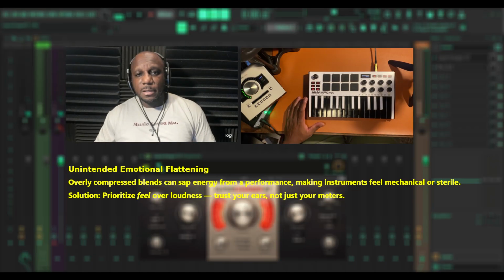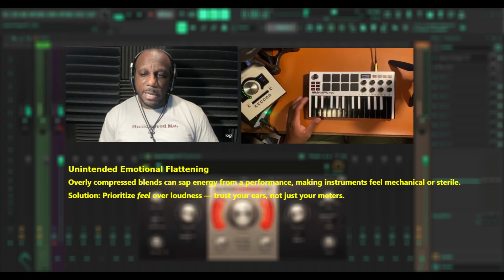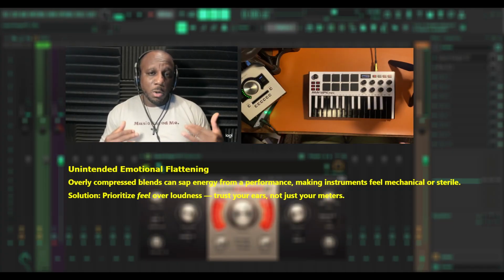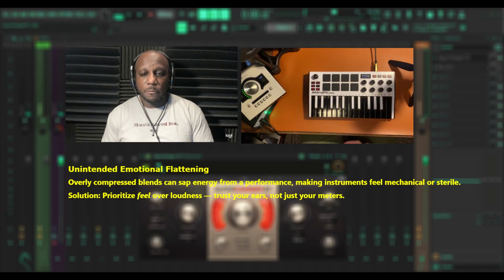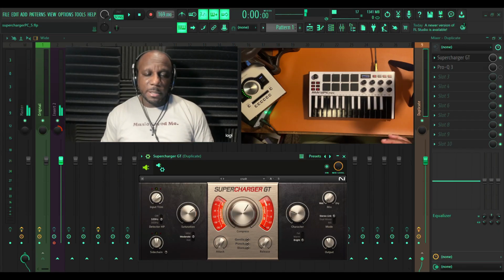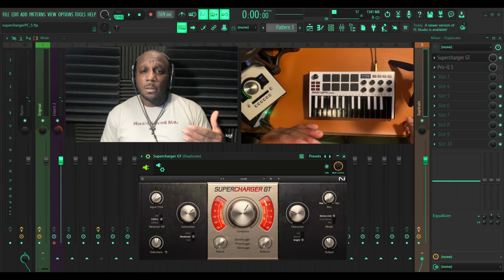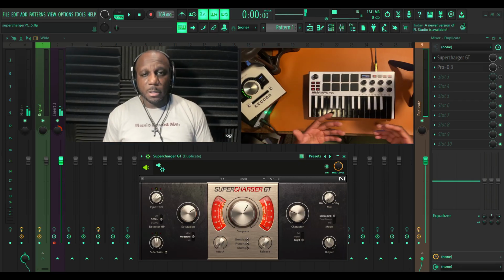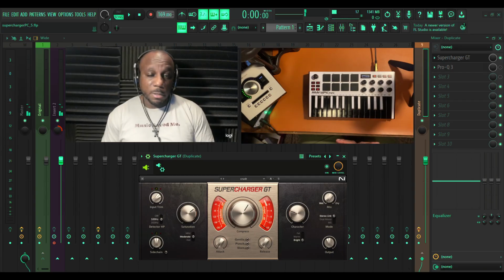The ninth is unintended emotional flattening. Again, going back to knowing what you're doing, why you're doing it, and do I really need this, right? Blending that duplicated signal can decrease the dynamics, right? Is it just making things louder? Does it make it feel better? That should be the priority, right? How does it feel, right? Just because something is louder, does it make it better?